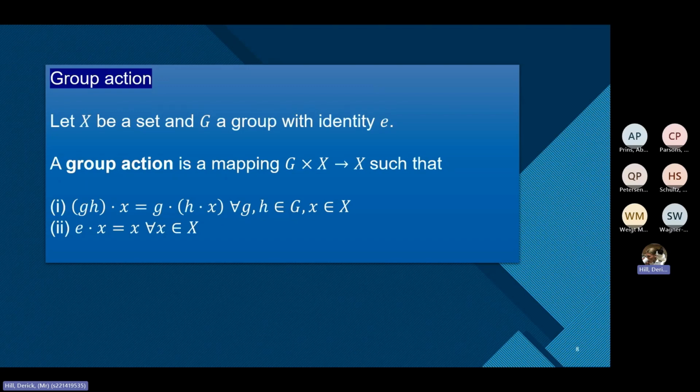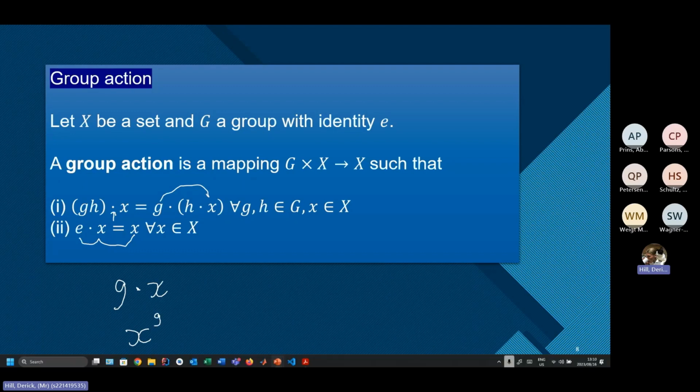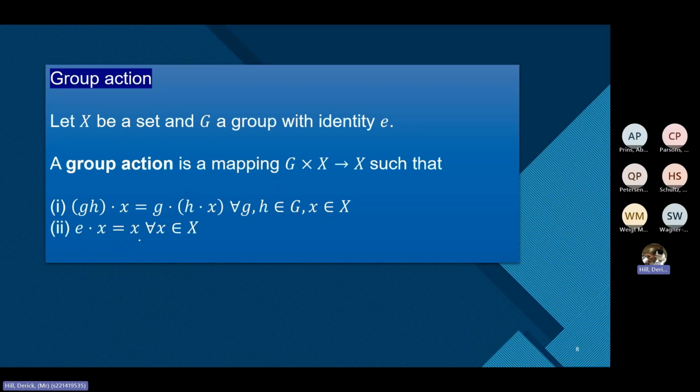So we have that if we act GH on X, it's the same as acting H on X and then G on X. And if we act the identity on X, we need to get X again. Later on in this talk, we'll denote group actions not by this dot, but by exponentiation notation. So instead of saying G dot X, we'll say X exponent G. But we'll see how that all works out later on.